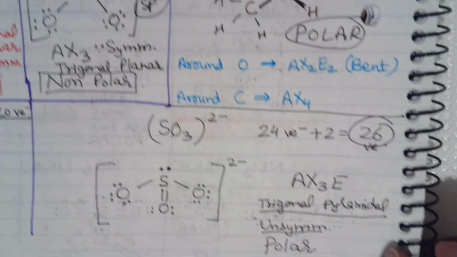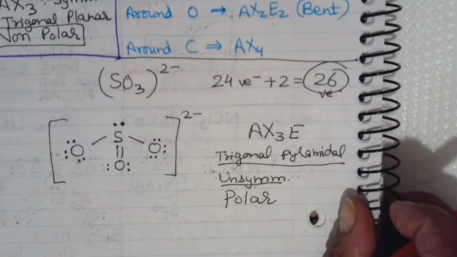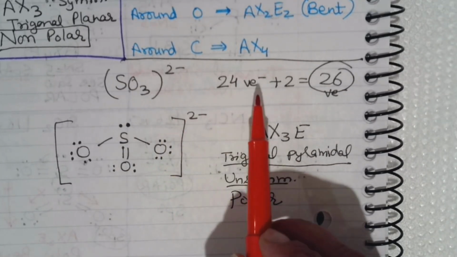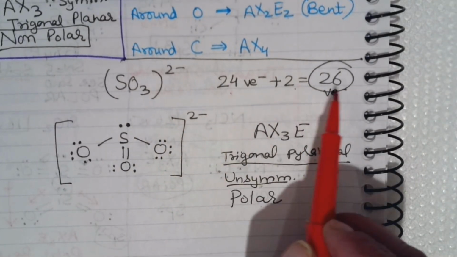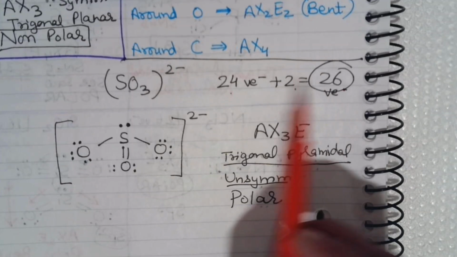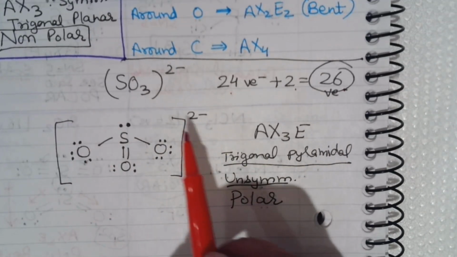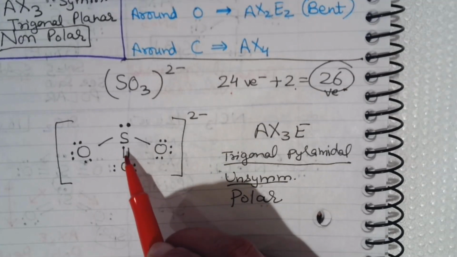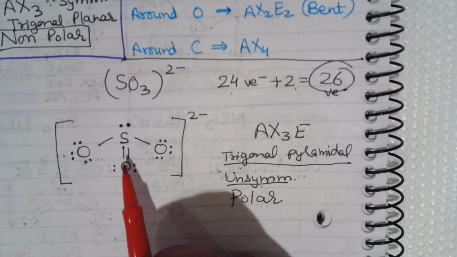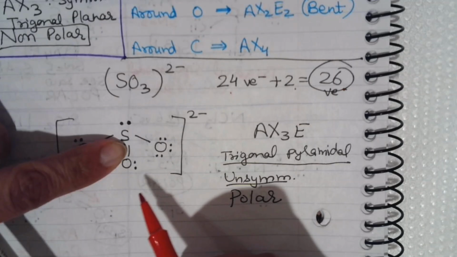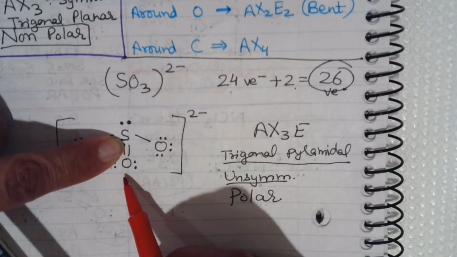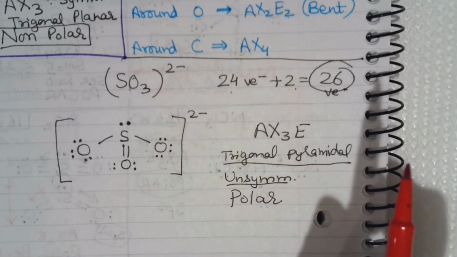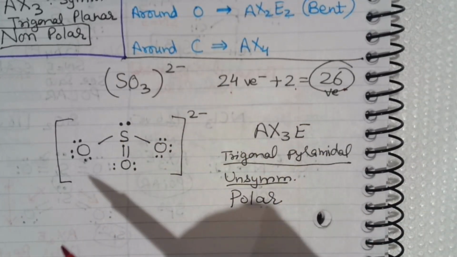Okay. The last example that I'm going to take is SO3 2 negative. It's an ion. It has 24 plus 2, 26 valence electrons, right? If you draw the structure, you might need to memorize this structure. There should be a double bond. Even if you don't draw a double bond here, oxygen has 6 valence electrons, which is also good, right? But remember, I told you about the formal charges.